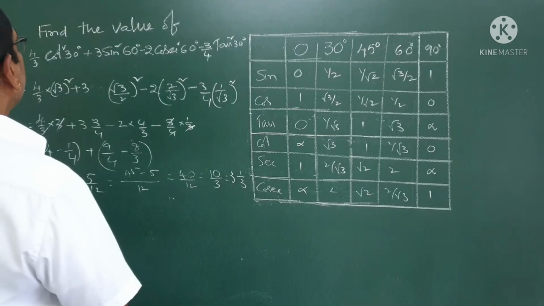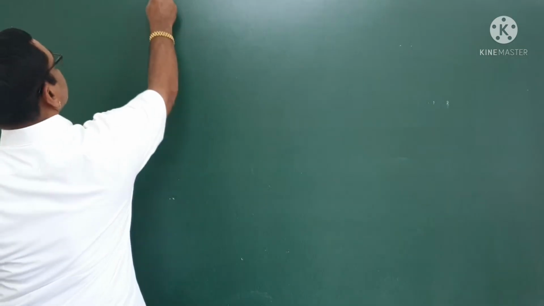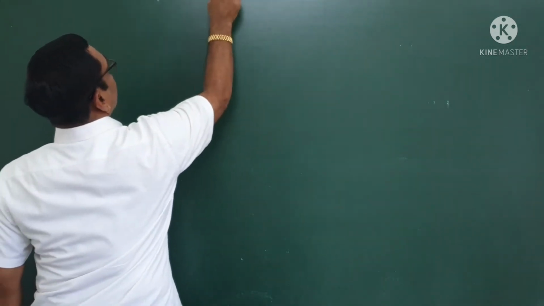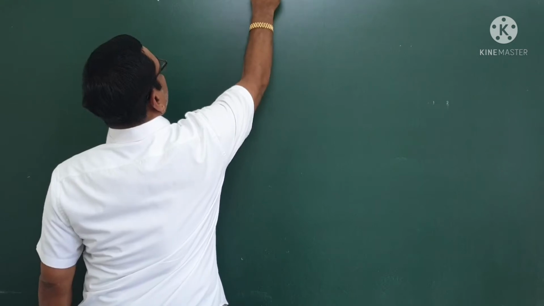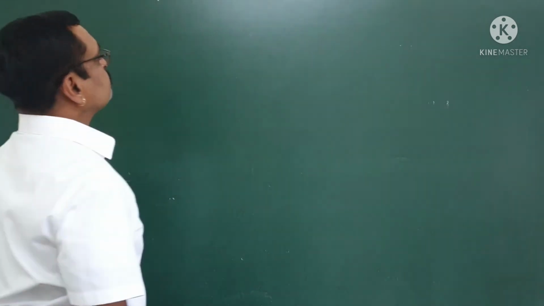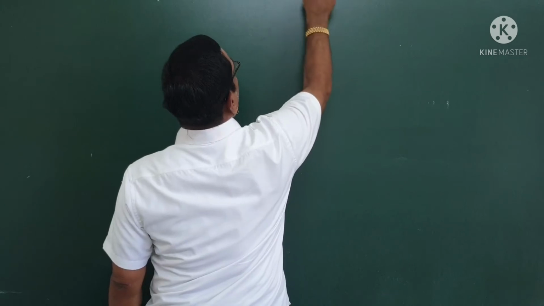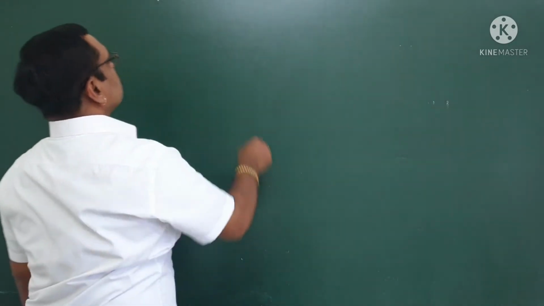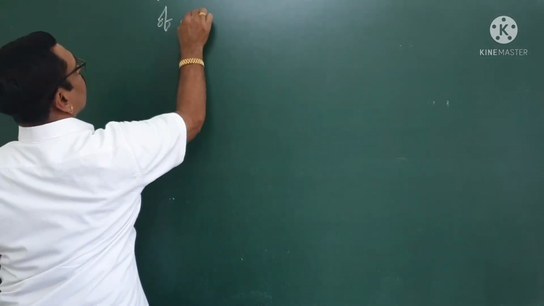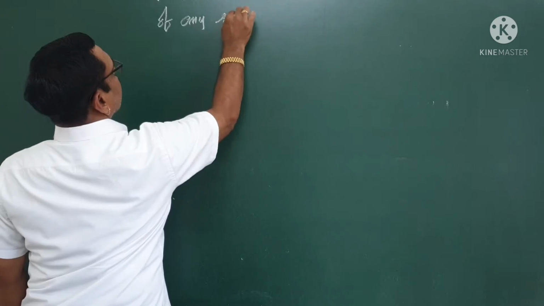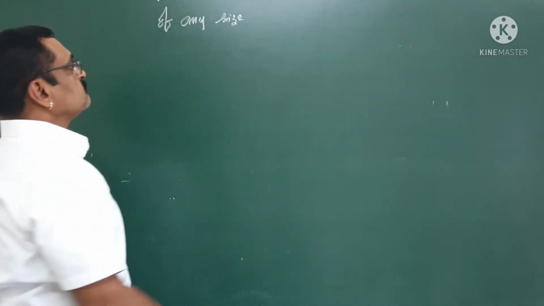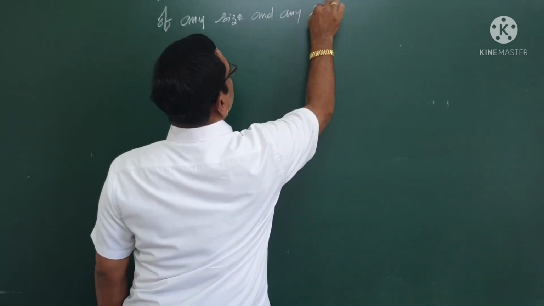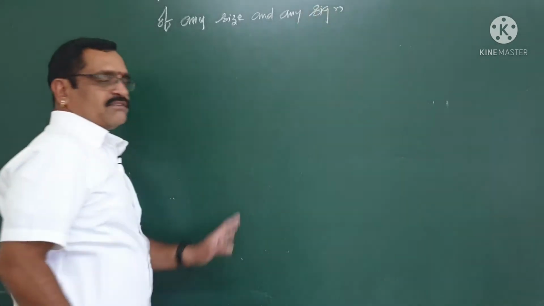So, the lesson is how to find trigonometric ratios of an angle of any size and any sign.